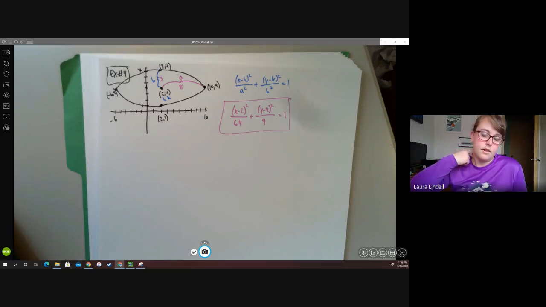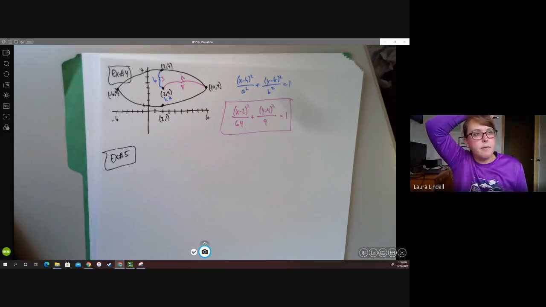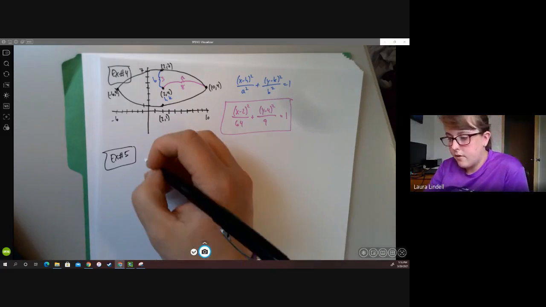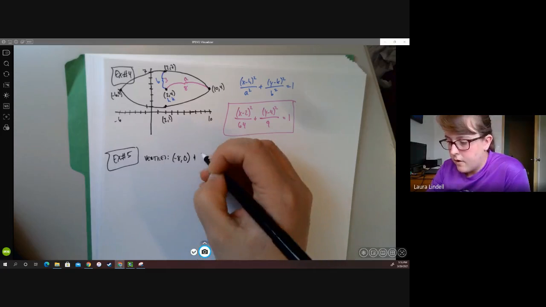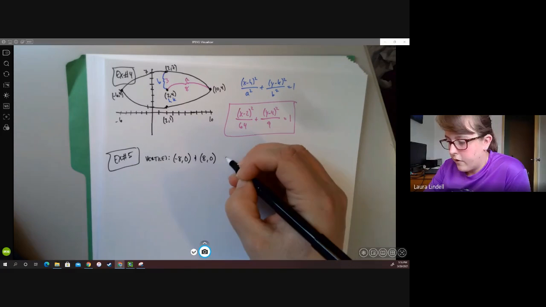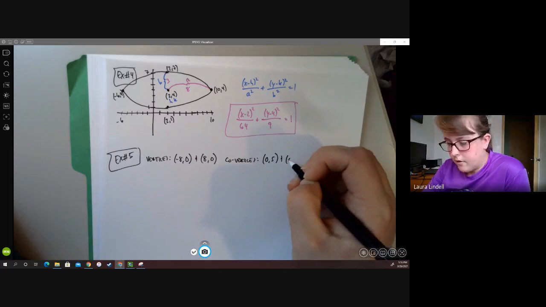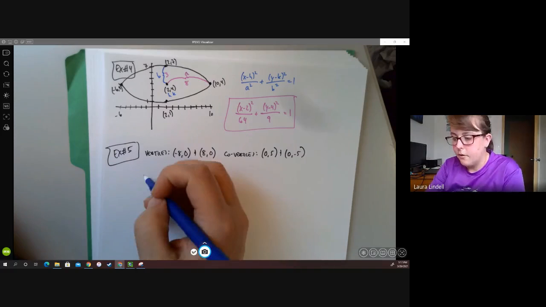Okay. Then the last kind that we're going to do, because that should be an example of each type of problem that you will see on your assignment, is going to be one where you're given the vertices and the co-vertices. All right, so our vertices are going to be negative 8, 0 and 8, 0. And the co-vertices are going to be at 0, 5 and 0, negative 5. Okay, so when I'm given information like this, just like we did when we were given the vertices and the foci, I would always draw a little graph of things first just to see what's going on here. So that's what we're going to do.